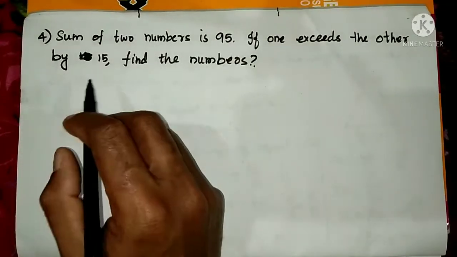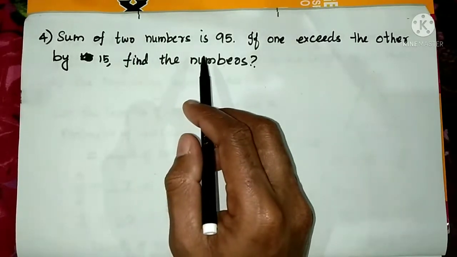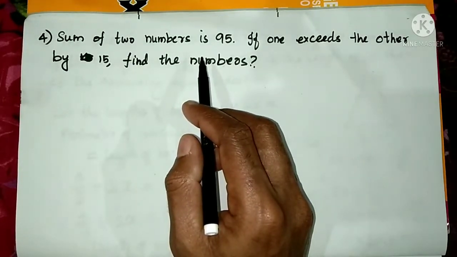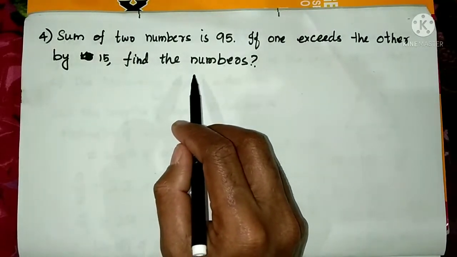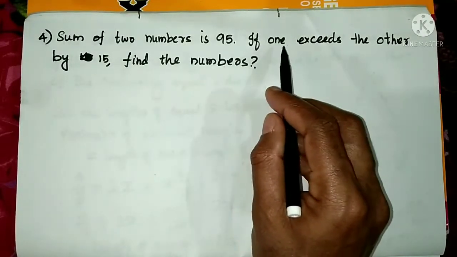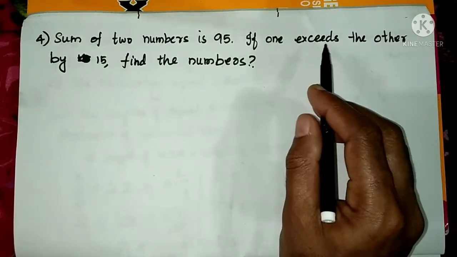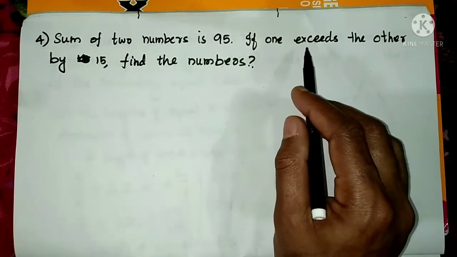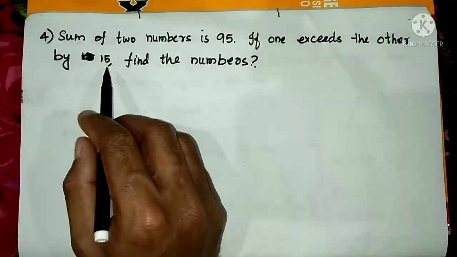Let us solve this fourth question. Sum of two numbers is 95. If one number exceeds the other by 15, find the numbers. Here it is given that one number exceeds, means it goes beyond, okay, one number is more than the other, exceeds the other by 15.